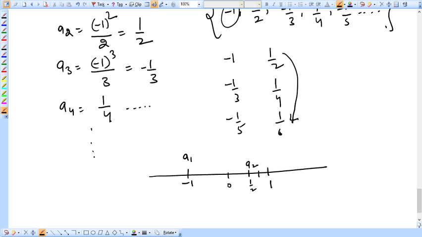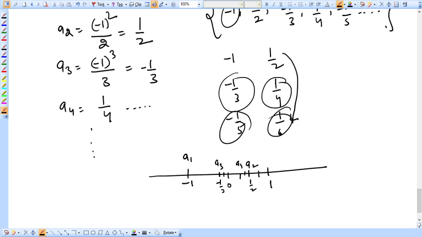And what is a3? a3 is minus 1 by 3, so it is somewhere here. And a4 is 1 by 4, so it would be half of half, somewhere here. Then a5 would be somewhere here, and a6 somewhere here. In this way you see from both the sides it is approaching towards 0. So we can say all the terms of this sequence are greater than minus 1 and less than 1.